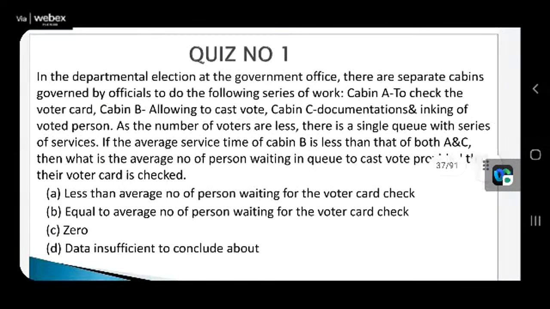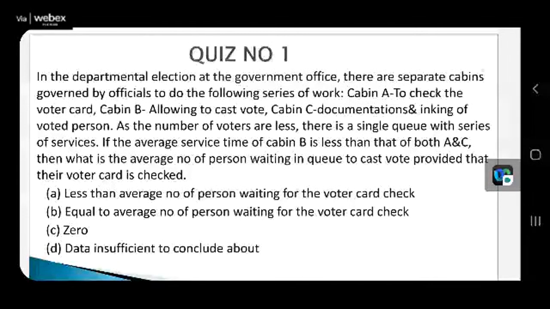So after you learn about these things, I think you will be able to answer this quiz. I'll explain this in detail so that you will be able to answer this question. It is assumed that you have understood everything that came before this quiz.